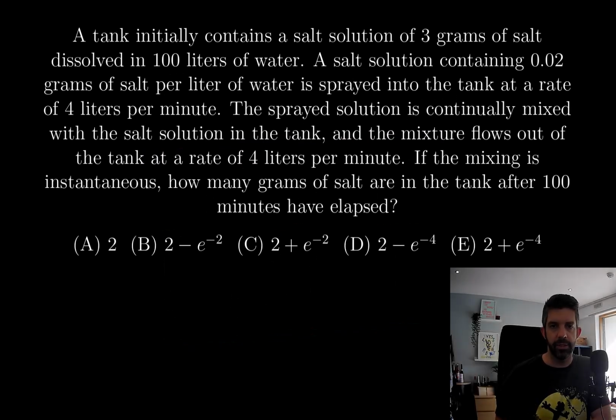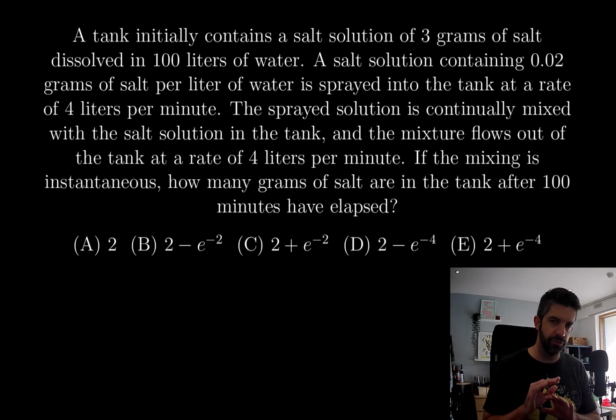A tank initially contains a salt solution of 3 grams of salt dissolved in 100 liters of water. A salt solution containing 0.02 grams of salt per liter of water is sprayed into the tank at a rate of 4 liters per minute. The sprayed solution is continually mixed with the salt solution in the tank, and the mixture flows out of the tank at a rate of 4 liters per minute. If the mixing is instantaneous, how many grams of salt are in the tank after 100 minutes have elapsed?